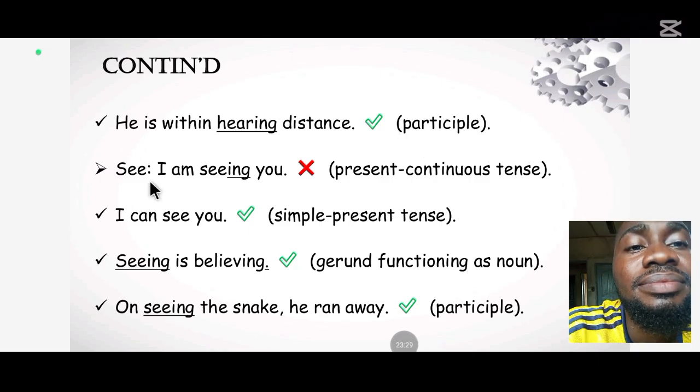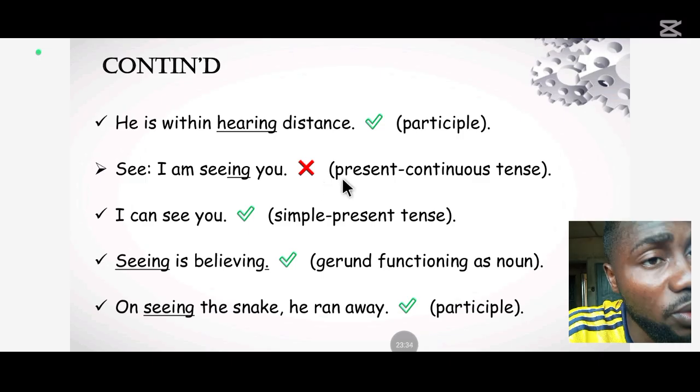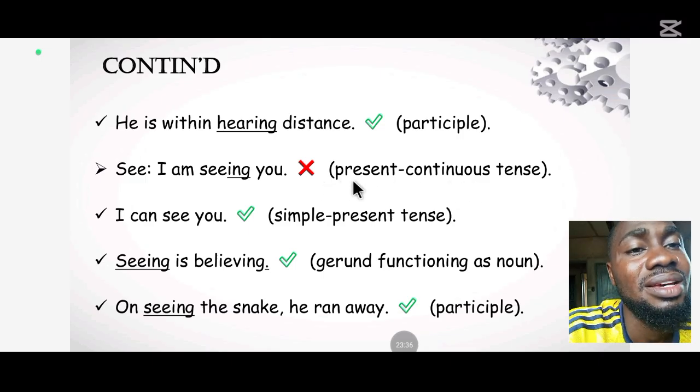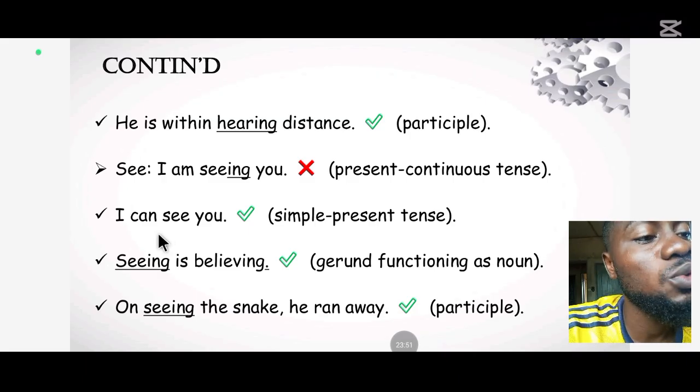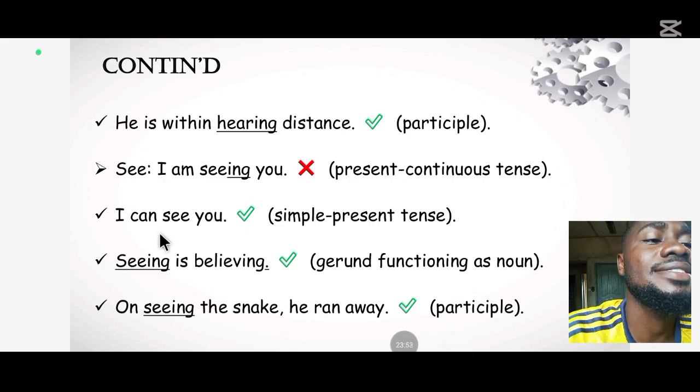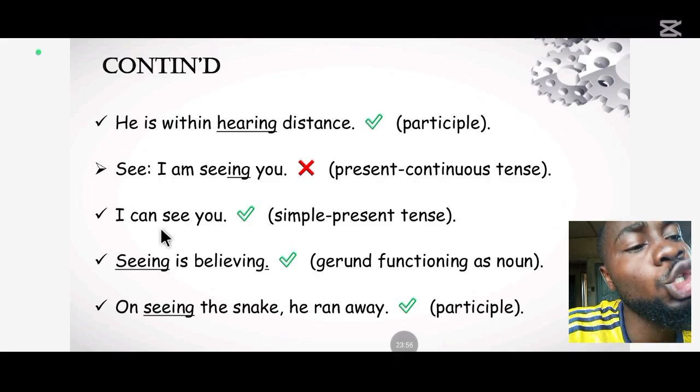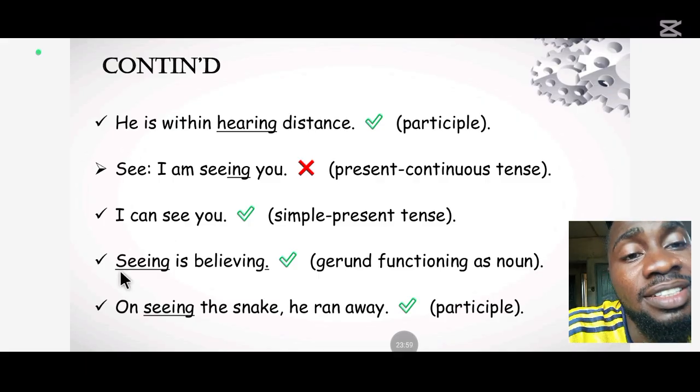See. "I am seeing you," which is wrong. Why is it wrong? Because it's present continuous tense. See is part of the five senses of man. "I can see you" is correct. Why? Because instead of saying seeing, you can use can. "I can see you," correct. "I can't see you" is also correct. Let's look at this example.